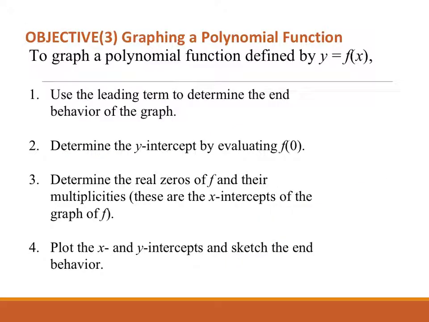So we're going to go through the graphing of a polynomial. It doesn't always have to be exactly in this order, but these are good ideas to have. Use the leading term to determine the end behavior of the graph. Determine the y-intercept by evaluating f of 0. Determine the real zeros of f and their multiplicities. That is, these are the x-intercepts, so we did the y-intercepts and the x-intercepts. Remember, I told you that was important. Plot the x and y-intercepts and sketch the end behavior, kind of.